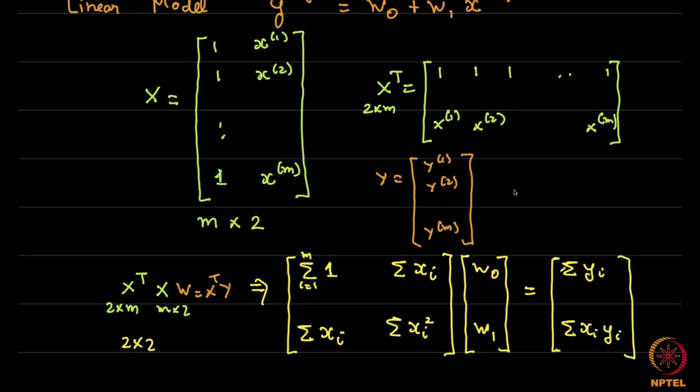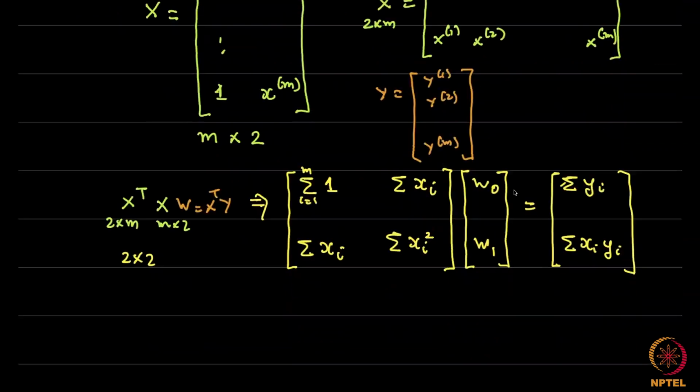Now notice what has happened. This is the X transpose X matrix, and all you got was a 2 cross 2. You summed up across all these things and you got a 2 cross 2. In the case of a quadratic, this will become a 3 cross 3.